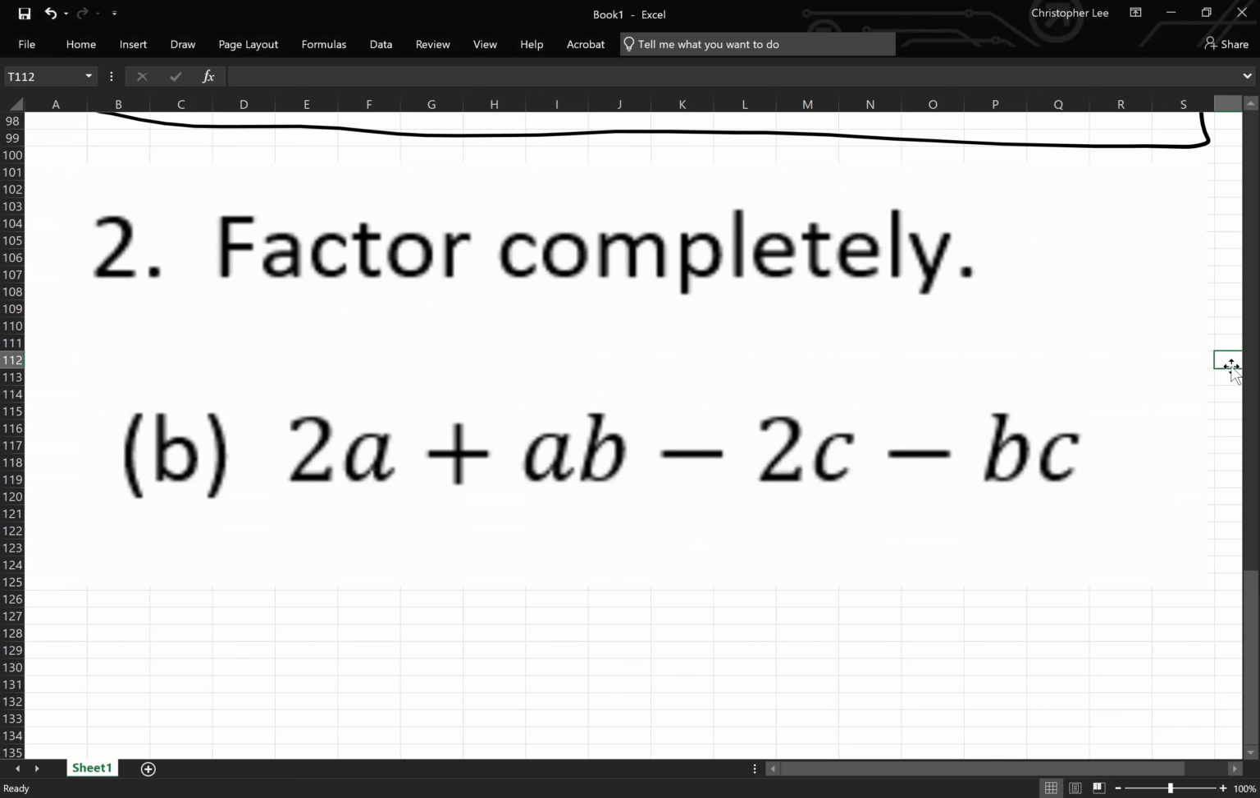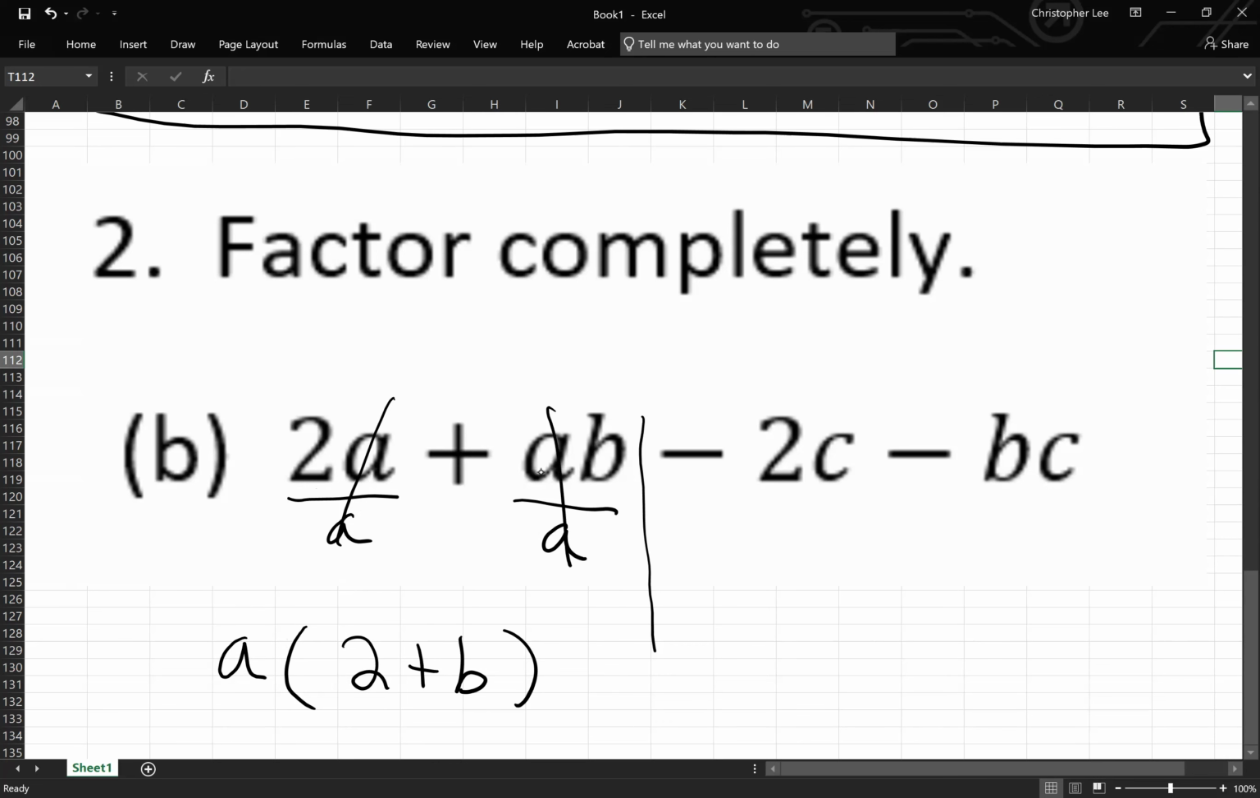Grouping, right? So let me draw a line down the middle. On the left-hand side, this is 2a plus ab. What's the greatest common factor there? A, right? So if I factor out an a, remember, it's like I'm dividing by a. What's left over? 2 plus b. Very good.